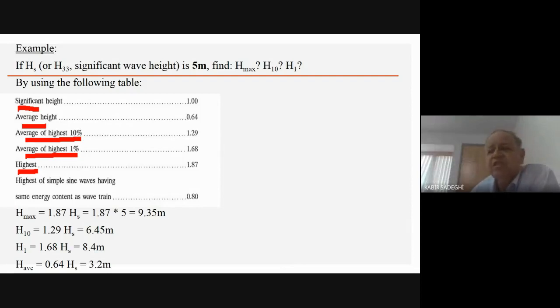Now let's see what is the relation between different wave heights. In this example, we see HS, which is significant wave height, also called the average of top 30%, is given as 5 meters. You calculate what is H max. If you have one value, we should calculate the others. What is H10, the average of the top 10%? H1, the average height of the top 1%?